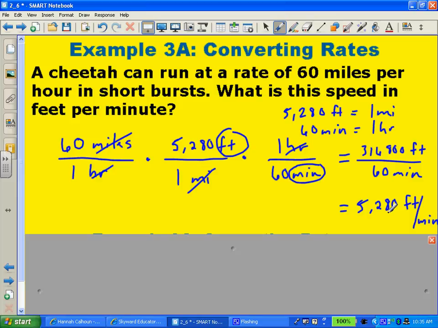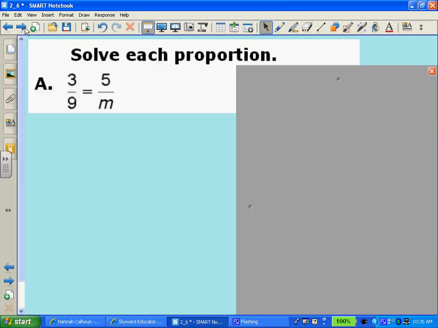Alright, so that's how I use conversion factors. I know that was kind of fast, so we'll spend some time in class going over this again, just to make sure you get it. Okay, then the problems actually get a little bit easier as we move on here. They'll just give you a proportion and say solve.